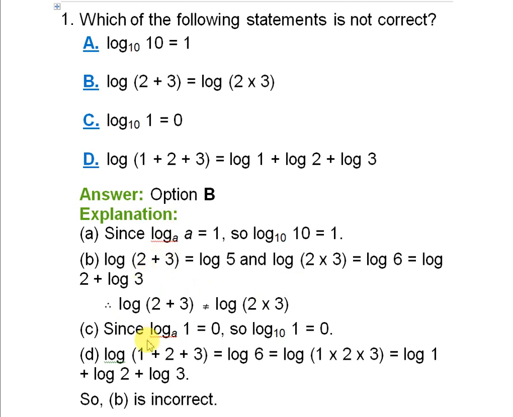The third is since log 1 to the base a is 0, so log 1 to the base 10 is also 0. Fourth part is log 1 plus 2 plus 3 equals log 1 plus log 2 plus log 3. So log 1 plus 2 plus 3, this we can write as log 6, and this can also be written as log 1 plus log 2 plus log 3. This is also correct. So that means option B is incorrect and the answer is B here.